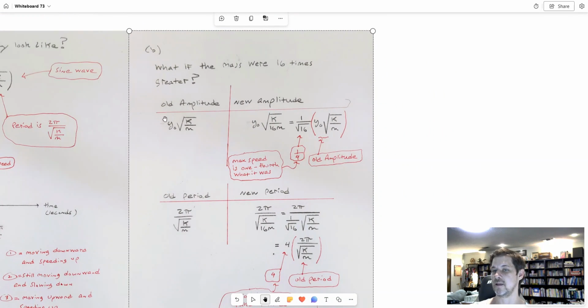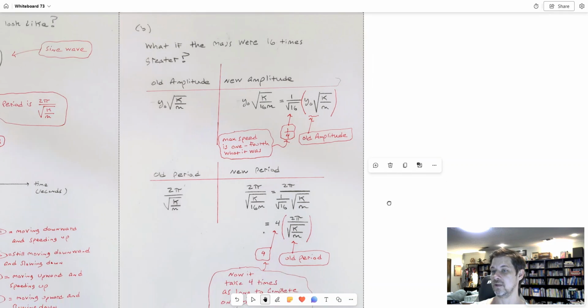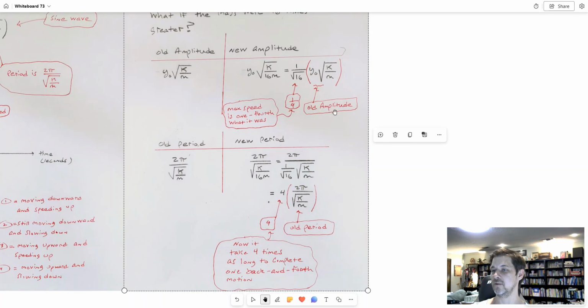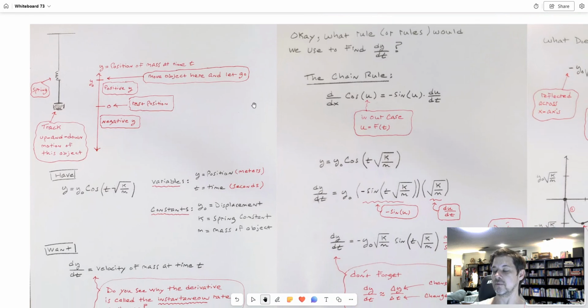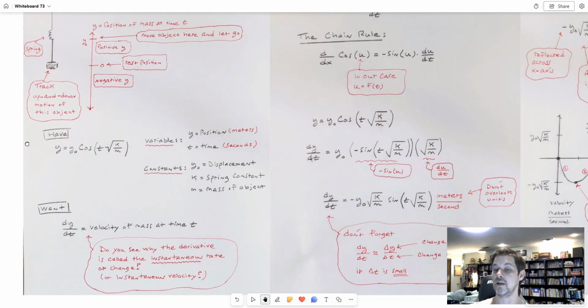And so I just take what the amplitude and the period were, and I put a mass in 16 times more than that, simplify it, and I see that it's 1/4 as big in one case, 4 times as great in another. Okay, so that's the quick summary of the problem. If you're happy with that, go for it and work the problem, okay? If you want some more detail, here's what I would say.